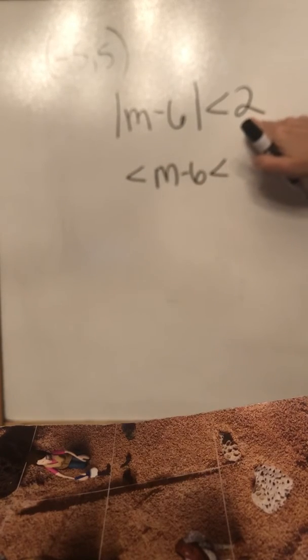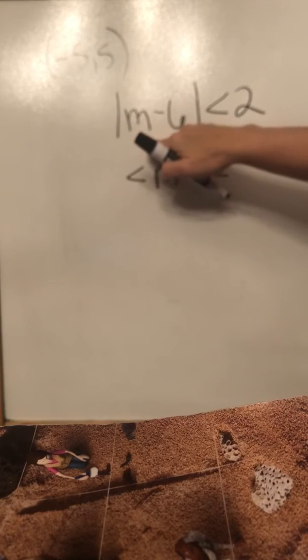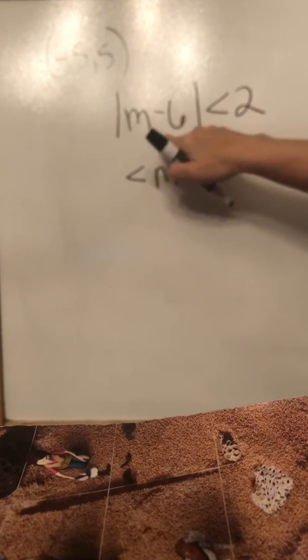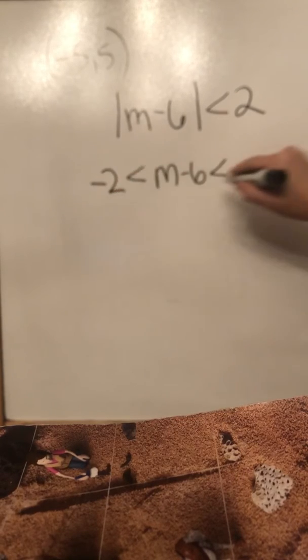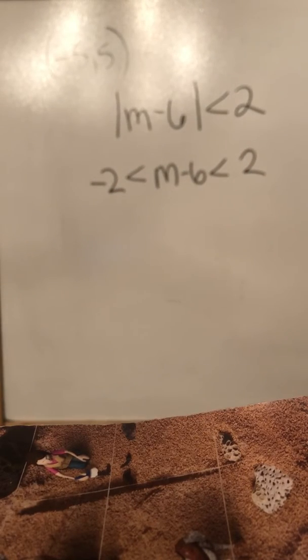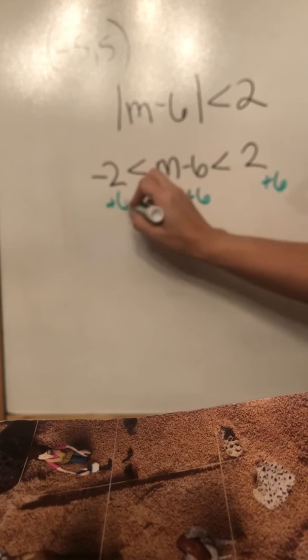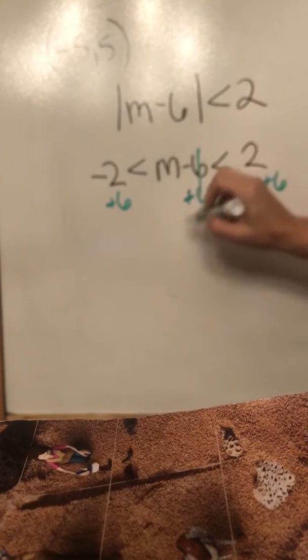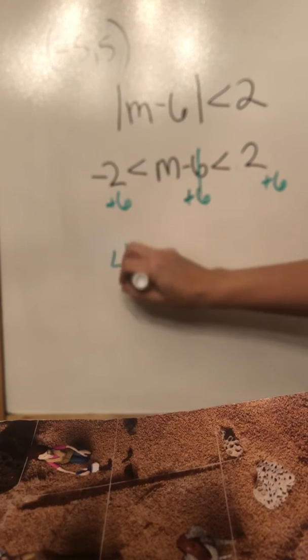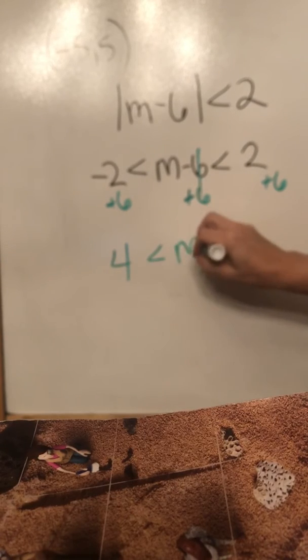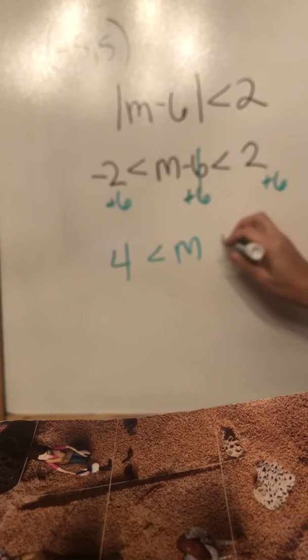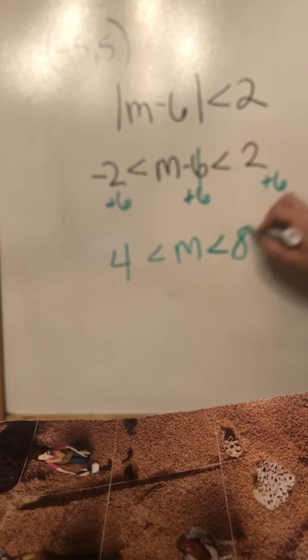Now we know that this value can either be -2 or +2 to satisfy it. So we're going to put -2 over here and +2 over here. Now we're just going to solve for m, and you can do that by adding 6 to each side. So let's add 6 to each side and solve. This cancels out, -2 and 6, so we have 4 is less than m is less than 8.